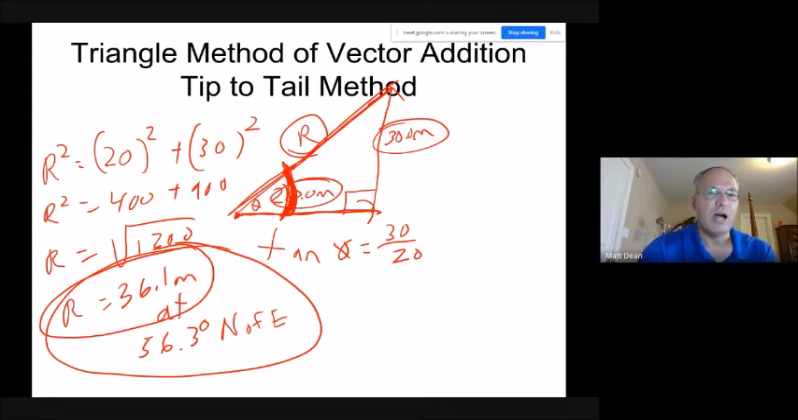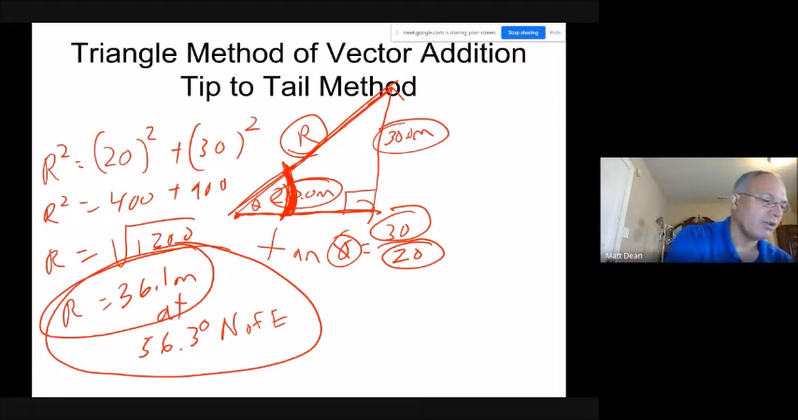Tangent is equal to opposite over adjacent. So I said the tan of theta is equal to the opposite side, 30, over the adjacent side, 20. I did in my calculator 30 divided by 20. And then to solve for theta, I did the inverse tangent, shift and tangent on my calculator. Shift, tan. And I ended up with 56.3 degrees.